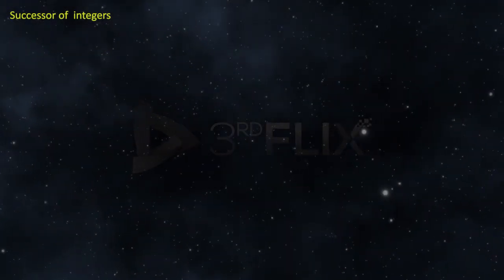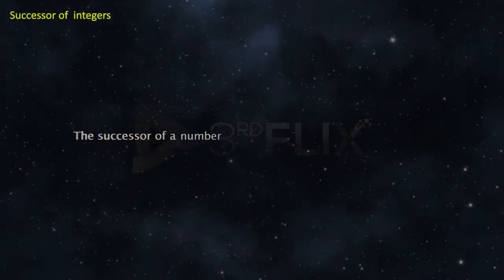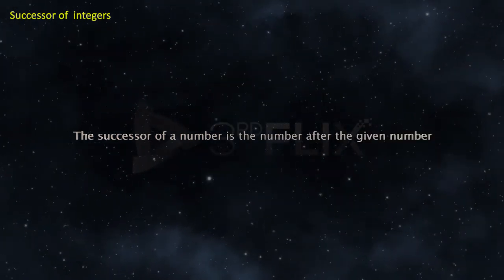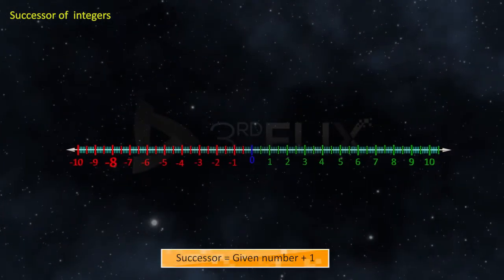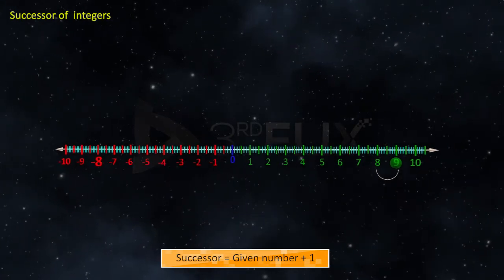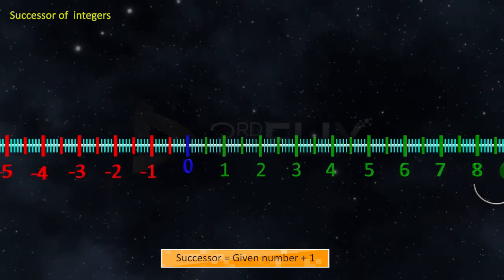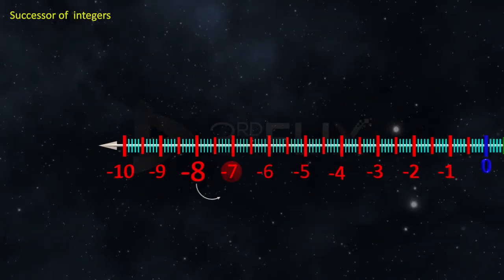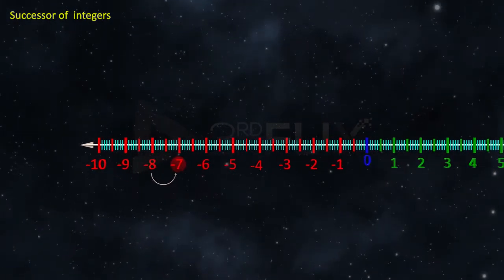Successor of integers. The successor of a number is the number after the given number. 9 is the successor of 8. In the same way, -7 is the successor of -8.